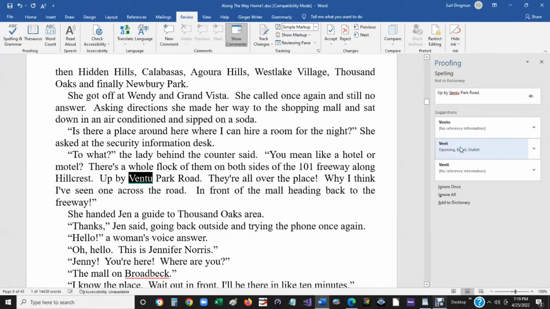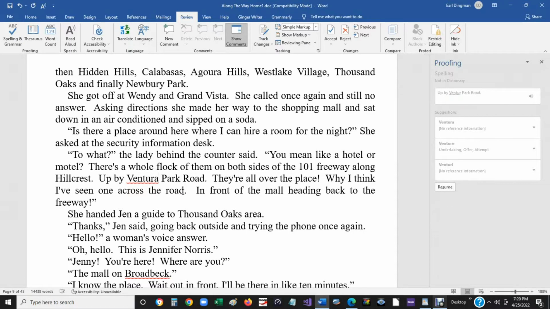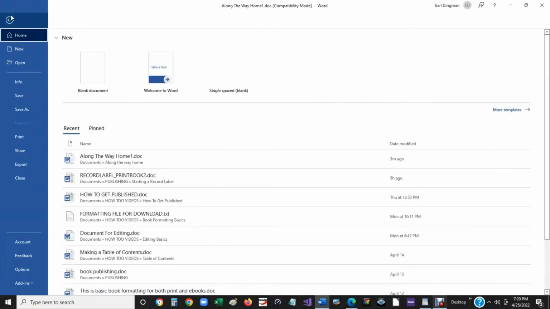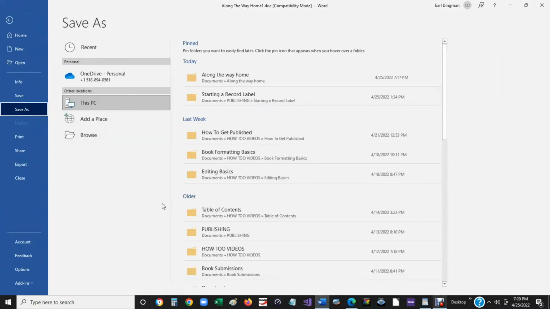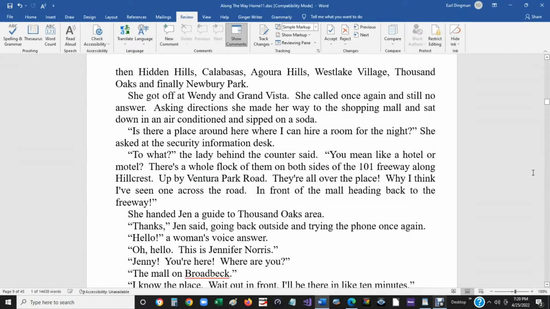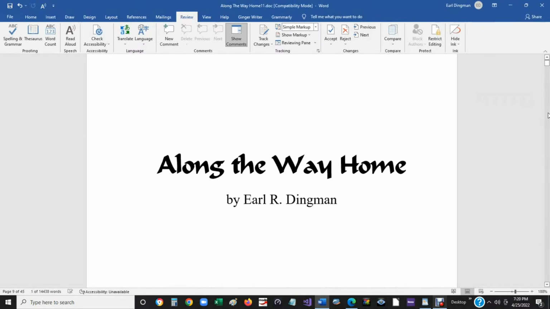Chatsworth, it's changing the spelling. Plenty, changing the spelling. Ventura, it can't tell that. It should be Ventura, R-A. I know it because I live there. So I'm finishing it. Broadbeck, I'm going to leave that as is, because it's probably the name of a street. So now I'm saving this with a number 1, so that I don't ruin the original.